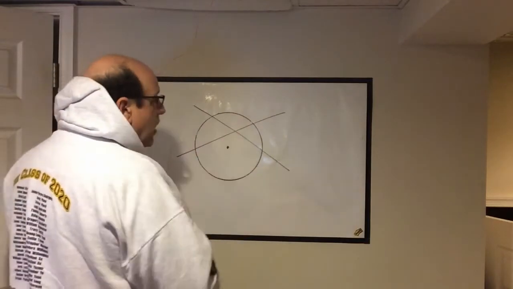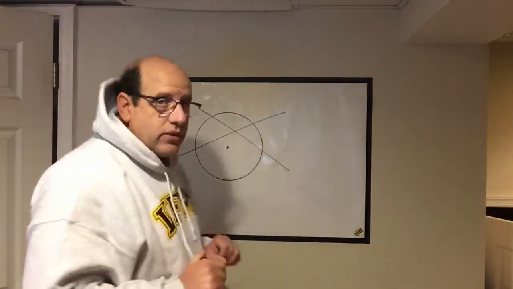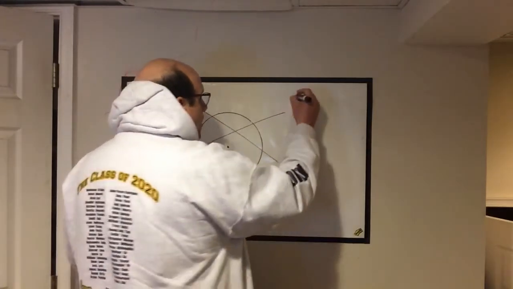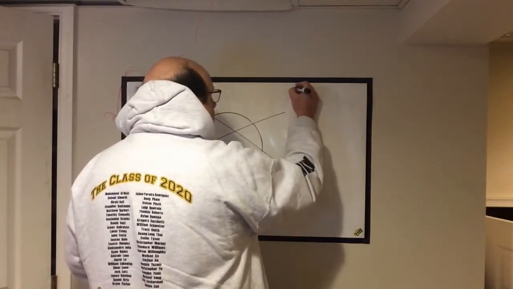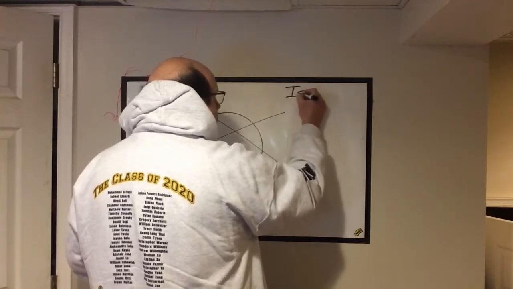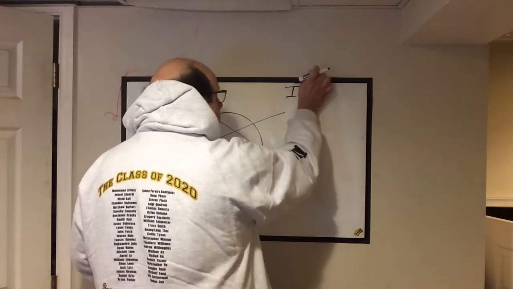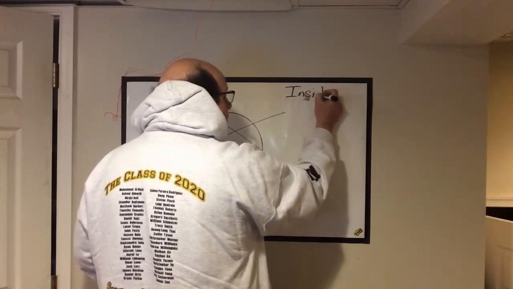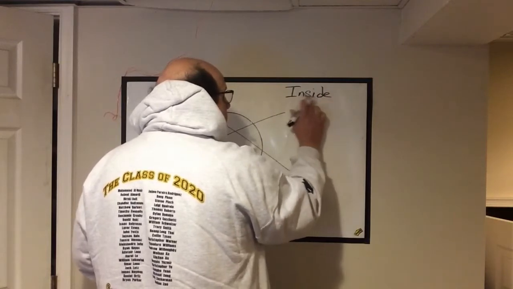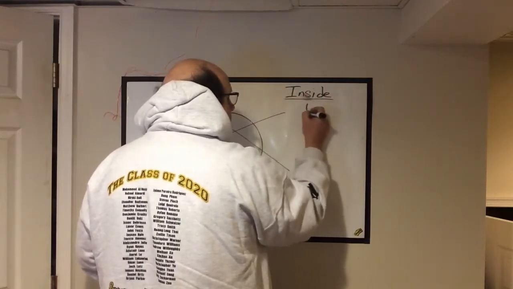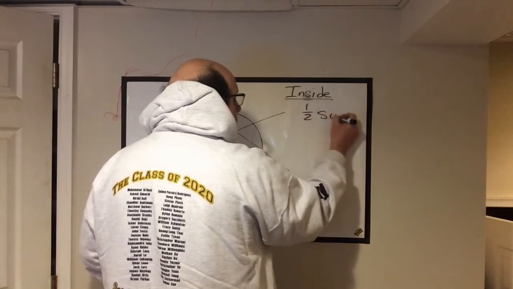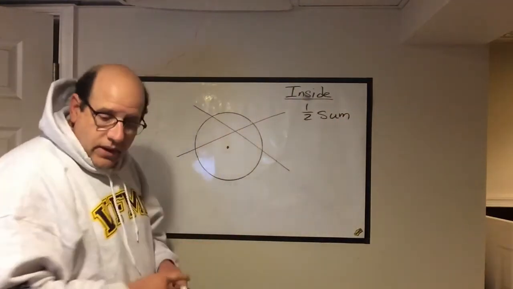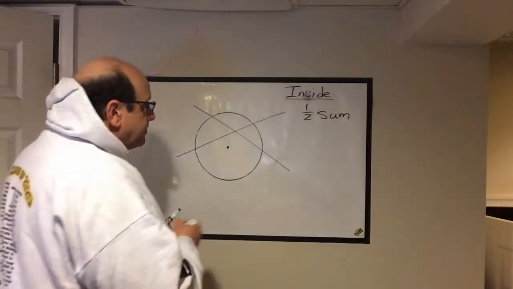So if I want to know what this angle measure is, I'm going to say that that angle measure is half the sum. So, apparently I like to write. So if they intersect inside, then it's half the sum of the two arcs that are created here. And I'm going to mark those arcs right now.